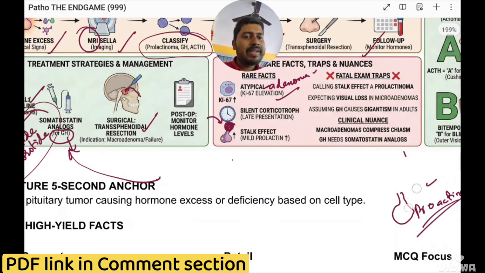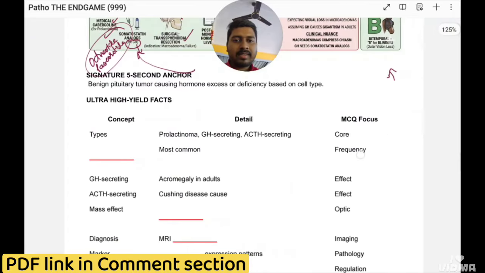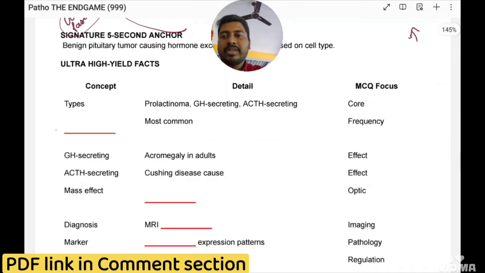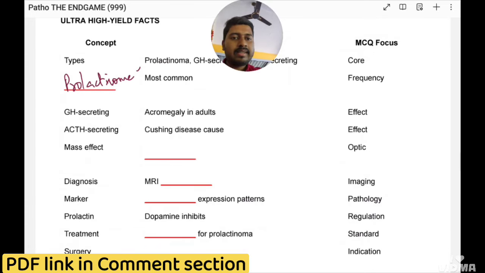So these concepts are very important. That's why I thought I should explain this in depth, because any type of question can be asked from this. So let's solve the MCQs. Which is the most common type of pituitary adenoma? It is prolactinoma. Next, mass effect is seen because of compression of the pituitary stalk, and this results in bitemporal hemianopia. What is the optic symptom that you get? Bitemporal hemianopia.